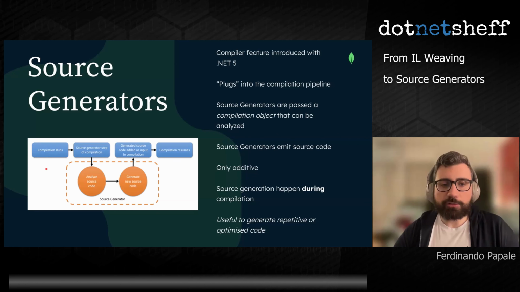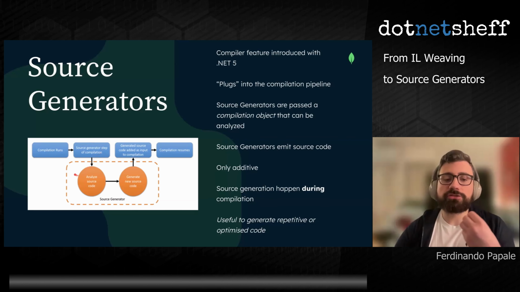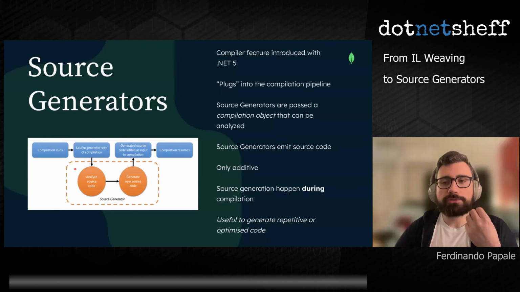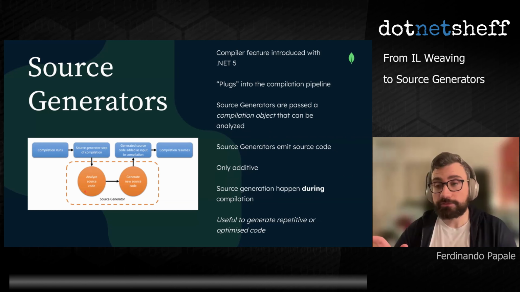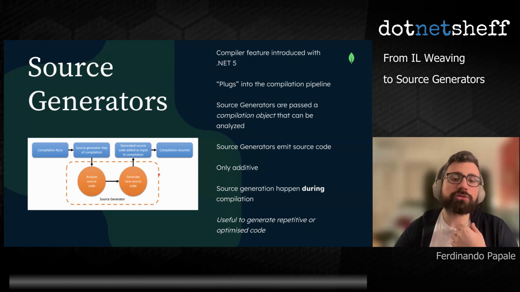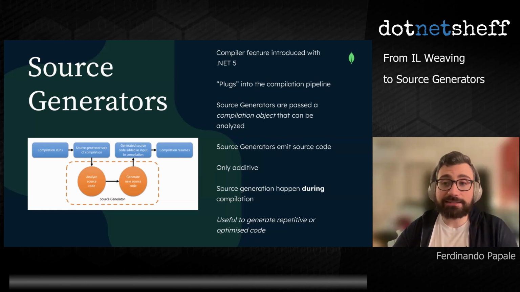So what is happening here is that when you have a source generator in your code, there is a first compilation step. Then there is a source generator step of the compilation in which the source generator is passed something called a compilation object. With this compilation object, the source generator can analyze your source code, so it can see everything that you've typed. And then eventually it can generate new source code that is added back to the compilation, and then the compilation continues. So source generators essentially can add source code files to the compilation.